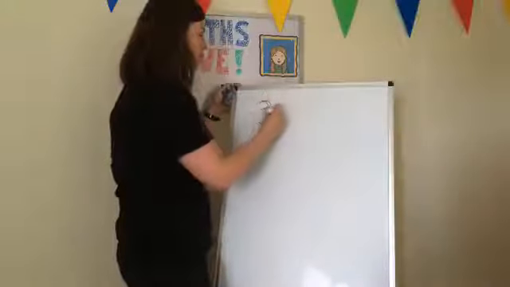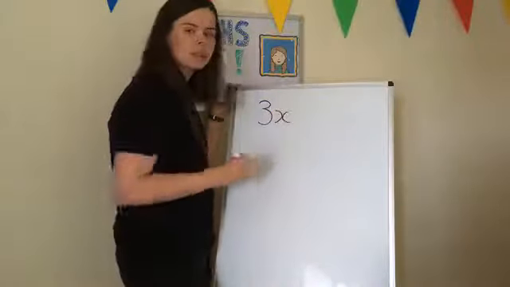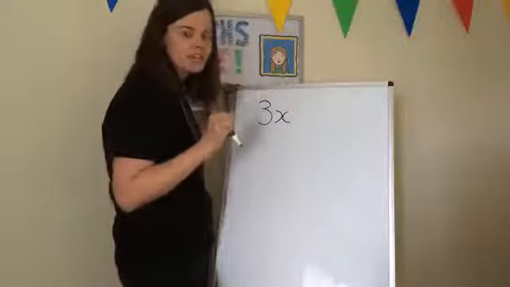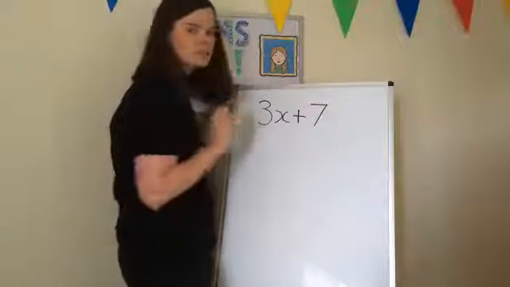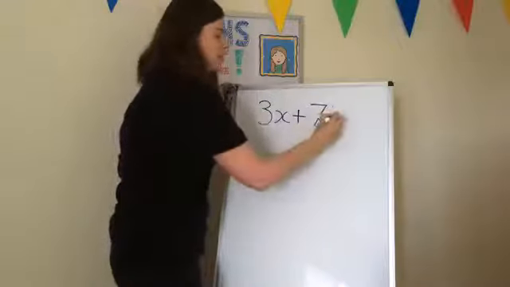So what if we have 3x? You know what that means? 3 times x plus 7 is 28.